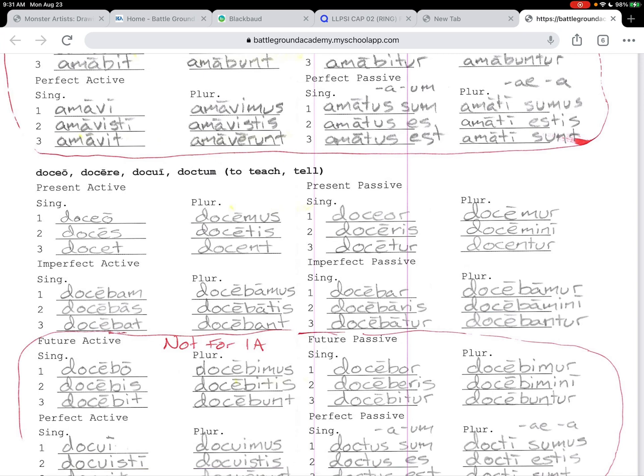In the plural, we get amati sumus, we have been loved. Amati estis, y'all have been loved. And amati sunt, they have been loved. The us has changed to i because i is the plural of us. If I did feminine gender, amata in the singular, and then it would change to amatae with the ae ending in the plural. If I did neuter, amatum in the singular, I would switch to amata, the neuter plural, on the plural side. So that explains that.